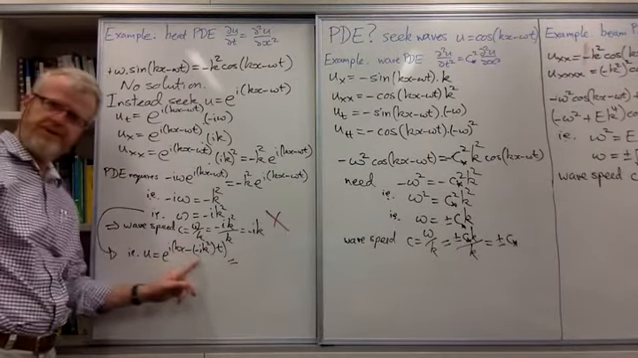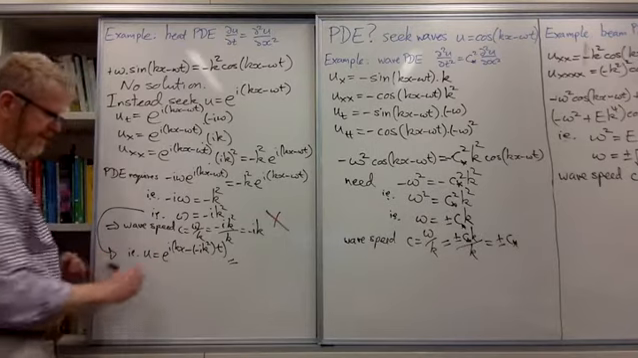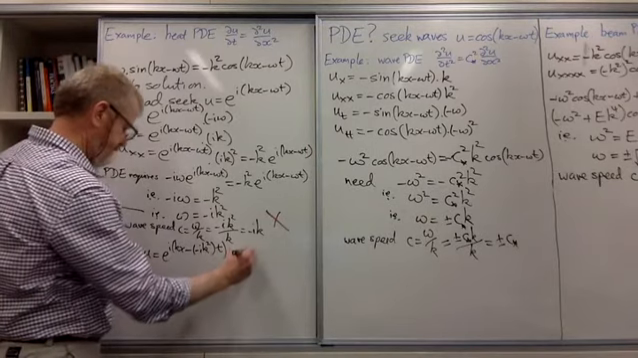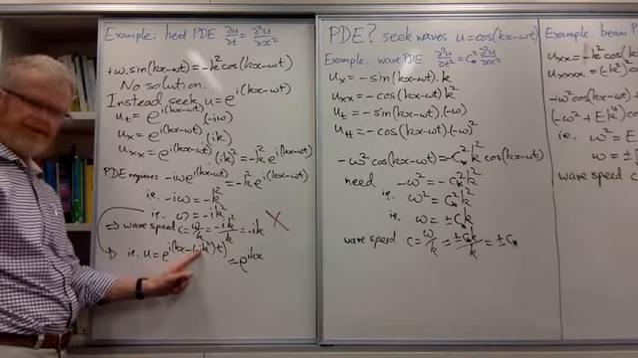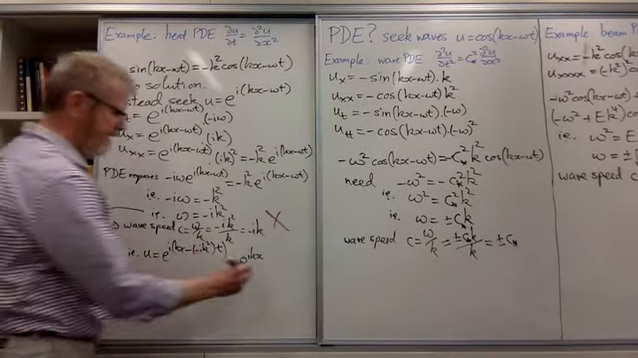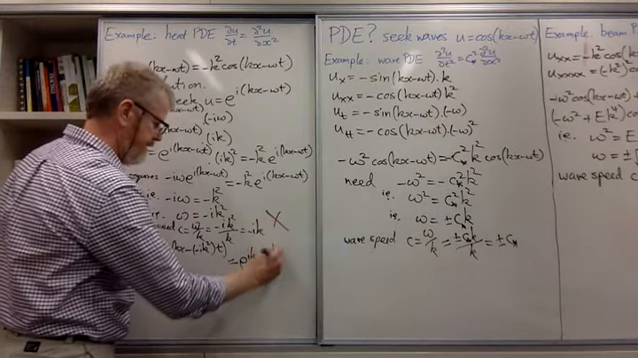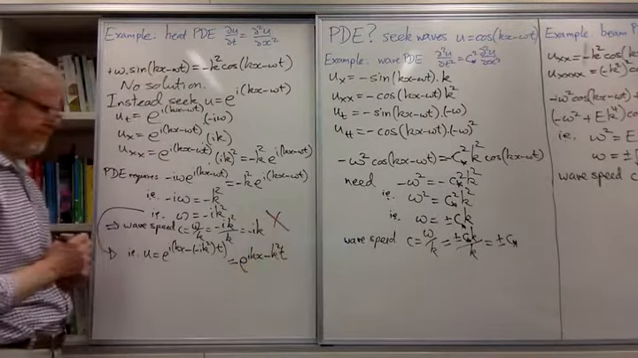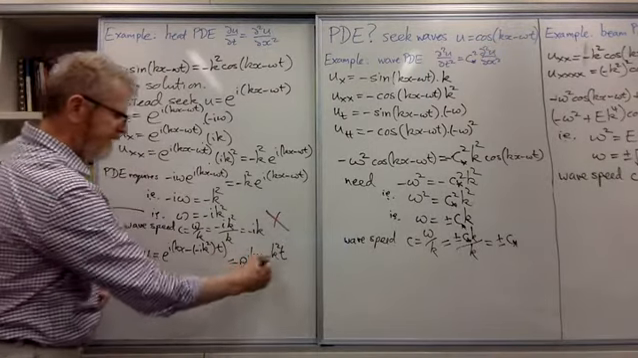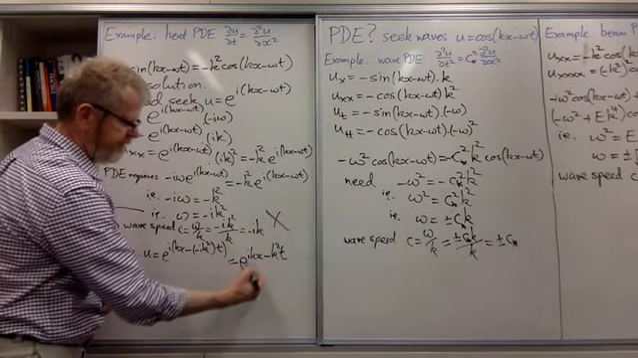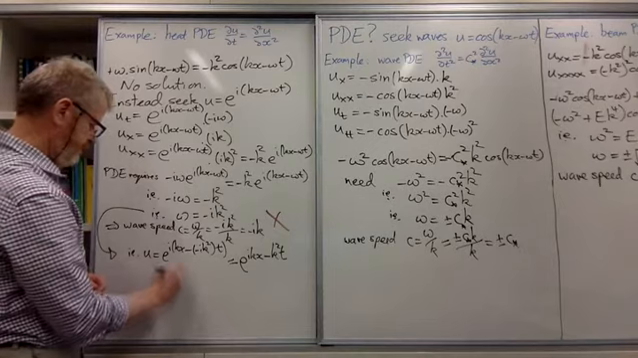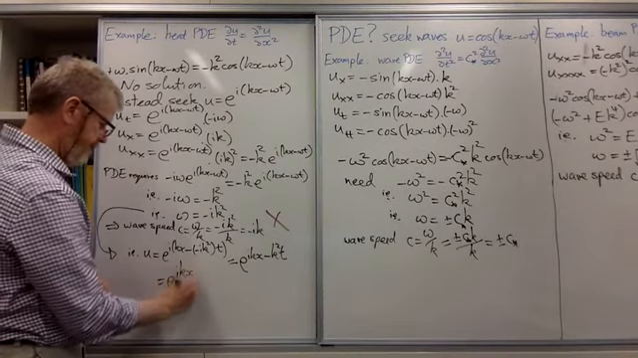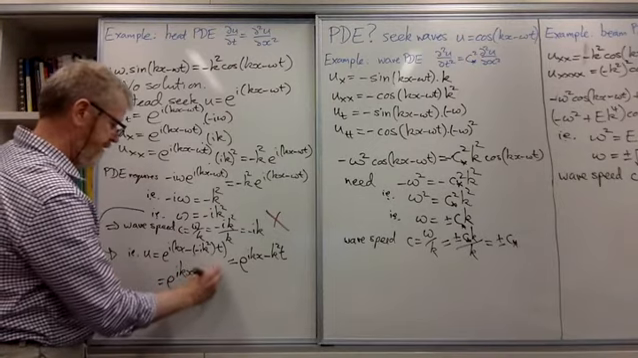Okay. So two minuses become a plus, and then e to the i kx, and that i multiplying that i is a minus, so we get minus k squared t. And remember that the exponential of a sum is the product of the exponentials, so we can write this as e to the i kx times e to the minus k squared t.